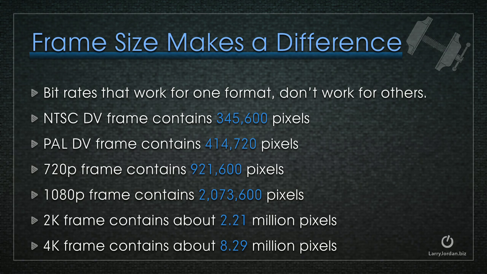An NTSC DV frame contains 345,600 pixels. PAL is close at 414,000. But a 720p frame is 3 times the size of an NTSC frame. A 1080p is 7 times the size of an NTSC frame. If we move to 2K at 2 million or 4K at 8 million pixels, there's no way the same bit rate that works perfectly for 300,000 for NTSC is going to begin to equal what we need for 4K at 8 million pixels. Our bit rate has to change as our file size changes.